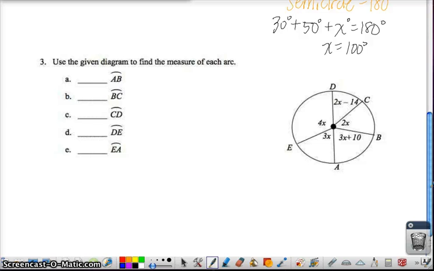Okay, next, use the given diagram to find the measure of each arc. Whew, how are we going to do that? All I see here are variables. Okay, think about it, press pause, and I'll give you a hint if you're stuck. Think that all the way around the circle is 360 degrees. So what can you do?